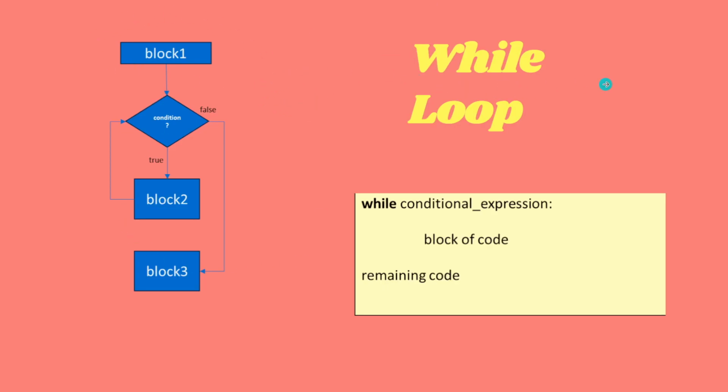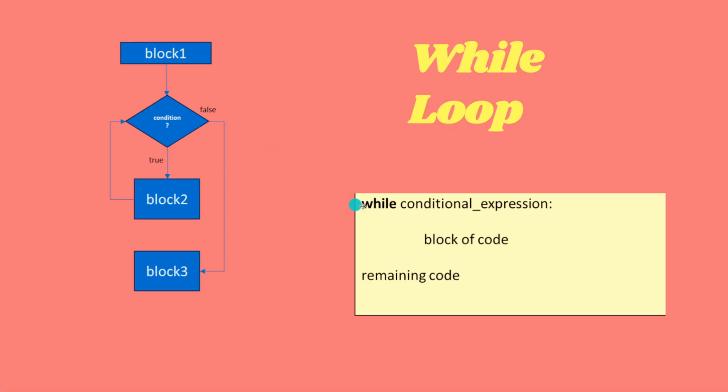Now we will see about the while loop. A while loop is like: while this condition is true, the block of statements will get executed. The time when this condition gets false, it will come out of this loop and continue the remaining execution. This is how the while loop works.